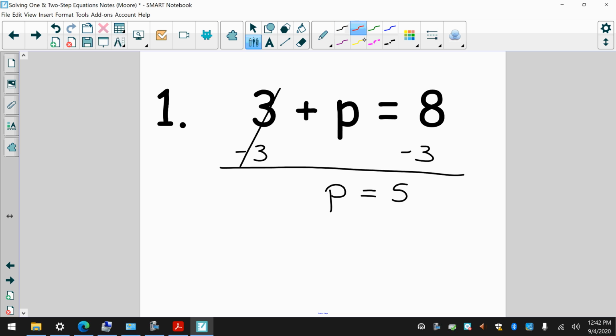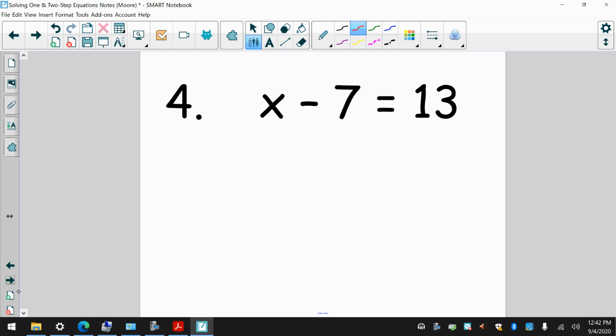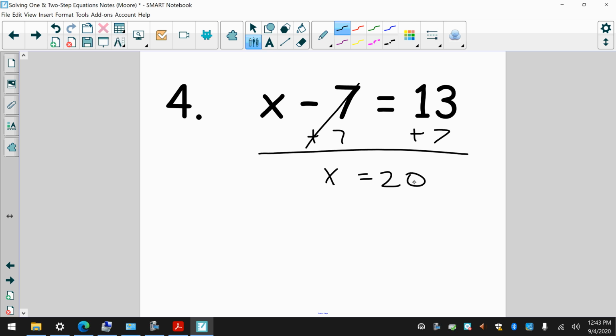Now to check your answer, you have 3 plus, and then we said p is equal to 5, so we're going to replace p with 5, and 3 plus 5 is 8. So that checks out. Next one, x minus 7 equals 13. Using the opposite operation, the opposite of subtraction is addition. We're going to add 7 to both sides. Negative 7 plus 7 is 0, so I have x equals 20. Go ahead and check that. 20 minus 7 is 13.